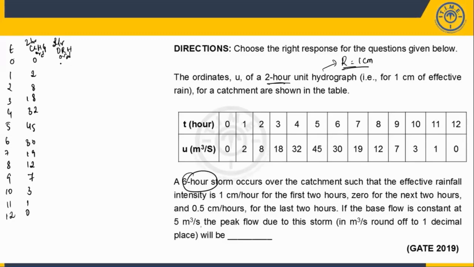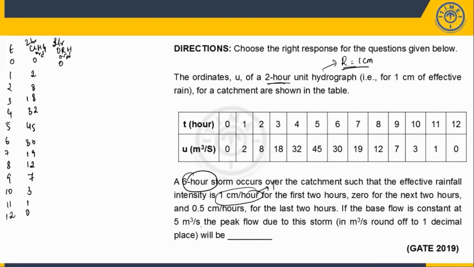I'll tell you how we do it. With what do we need to multiply? Let's see the equation. A 6-hour storm occurs over the catchment such that effective rainfall intensity is 1 centimeter per hour for the first 2 hours.